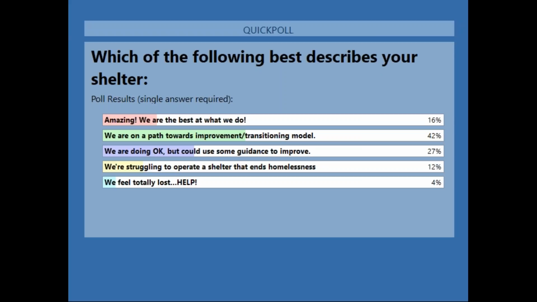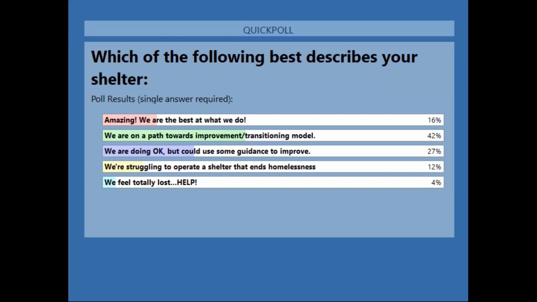Most of you here, 42%, said that you're on the path towards improvement, that you're making some changes and you're starting on this journey. So we are also glad that you're here today and hope we can give you some really concrete tools to make those next steps. About 27% said you're doing okay, but you could use some more guidance. So we're going to have plenty of guidance for you today.